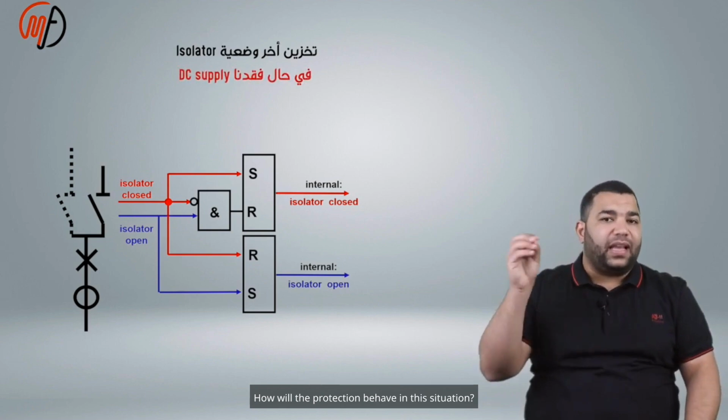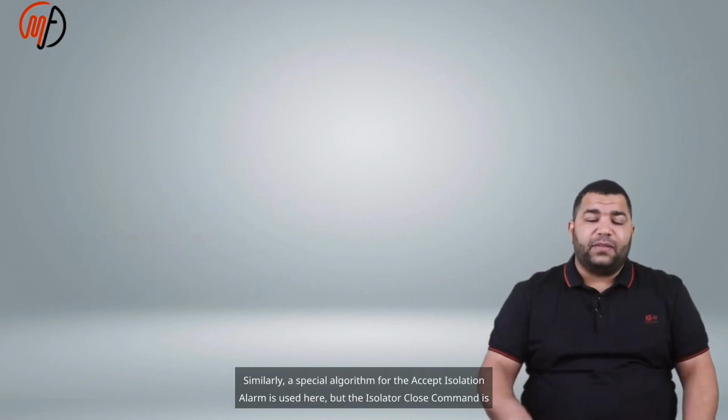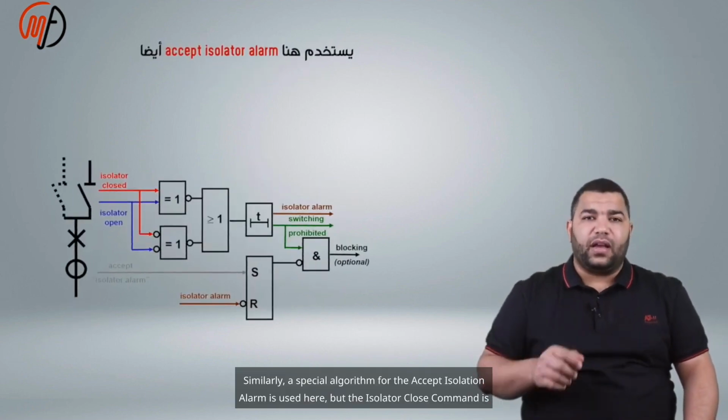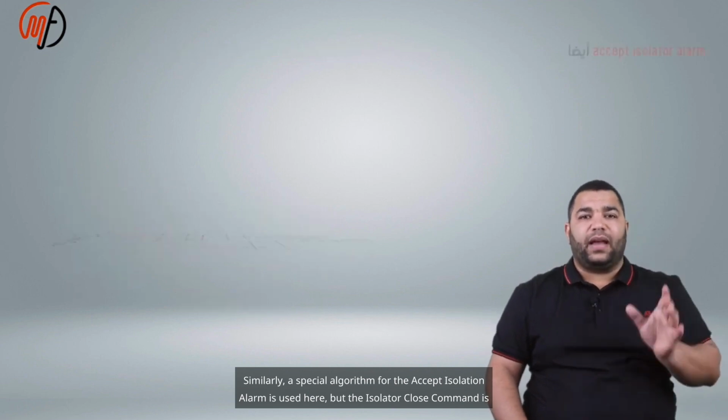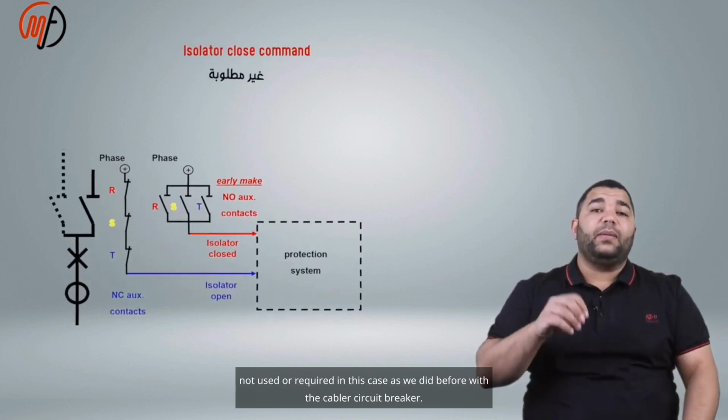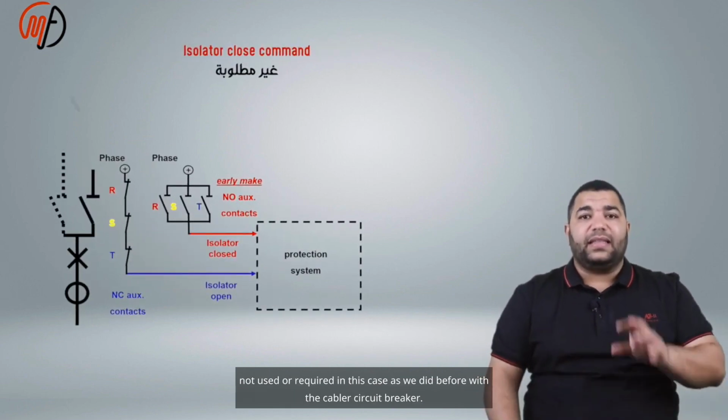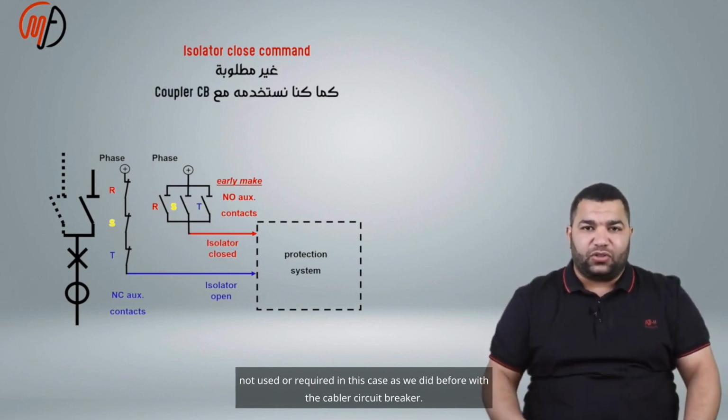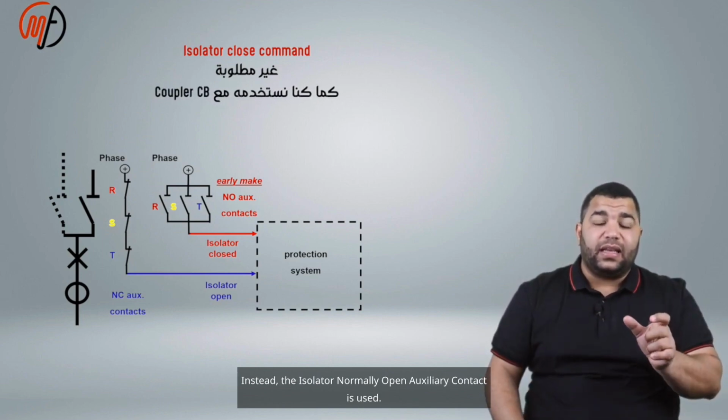How will the protection behave in this situation? Similarly, a special algorithm for the accept isolation alarm is used here, but the isolator close command is not used or required in this case as we did before with the cabler circuit breaker. Instead, the isolator normally open auxiliary contact is used at D.